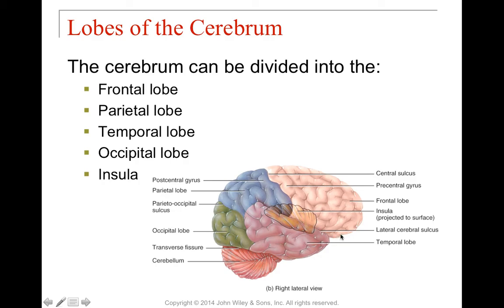So the lateral cerebral sulcus is going to separate the frontal from the temporal lobe, and then we have the central sulcus, which is going to separate the frontal lobe from the parietal lobe, and then here's the parietal occipital sulcus, which separates the parietal lobe from the occipital lobe. And then at the very back here, we have a transverse fissure, which is going to separate the cerebrum, which is all of this, from the cerebellum.